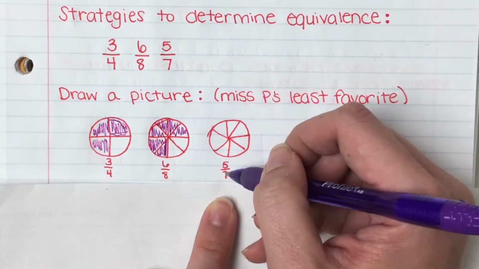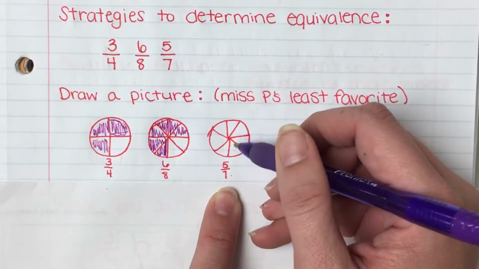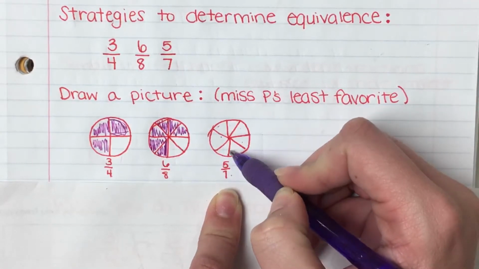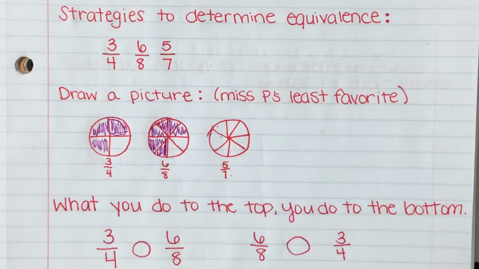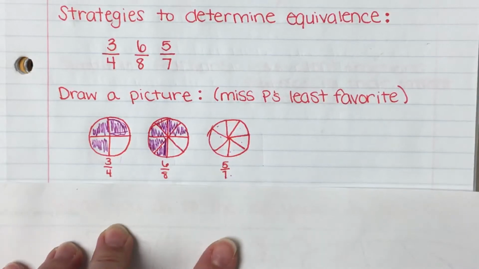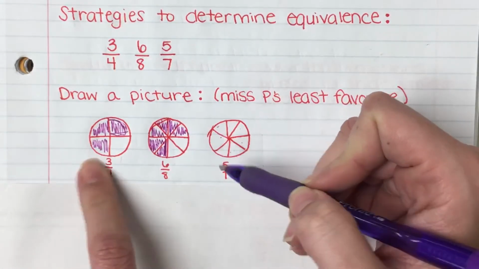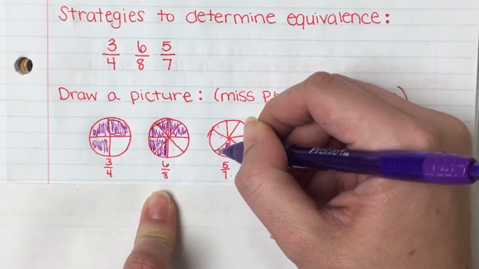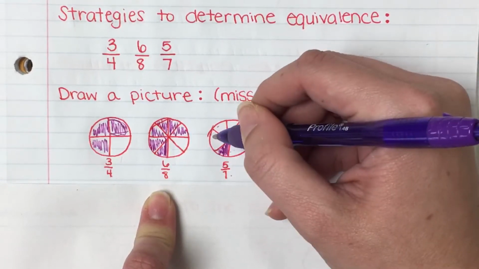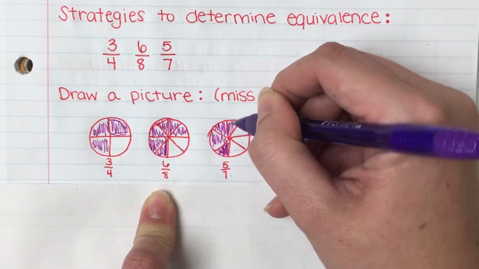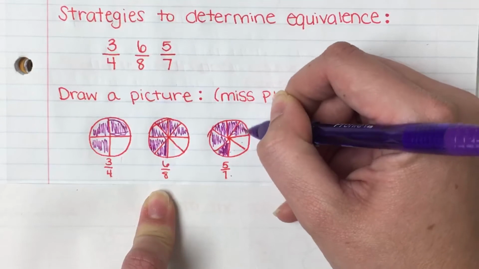Now I have 5/7. 5/7 is not as easy to draw, and you can see that my triangles are not all the same size. This is where drawing a picture gets tricky. So because I am not the perfect artist, we're going to run into a little bit of trouble here. So it was really easy to see that these were equivalent. Now we're going to try to see if we can tell if 5/7 is equivalent as well. 2, 3, 4, and 5.